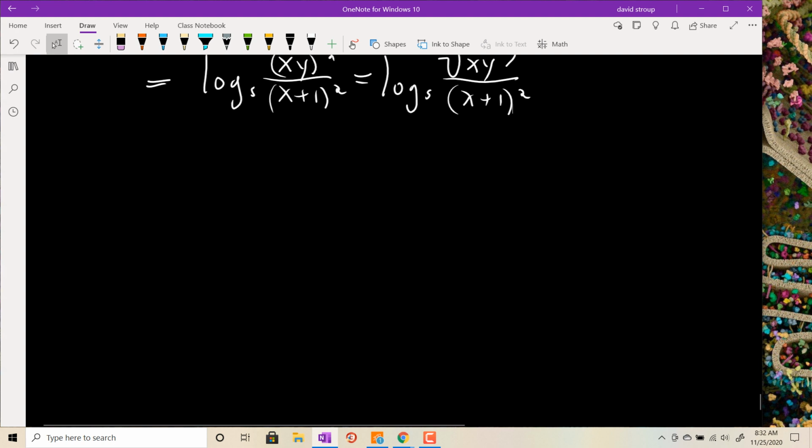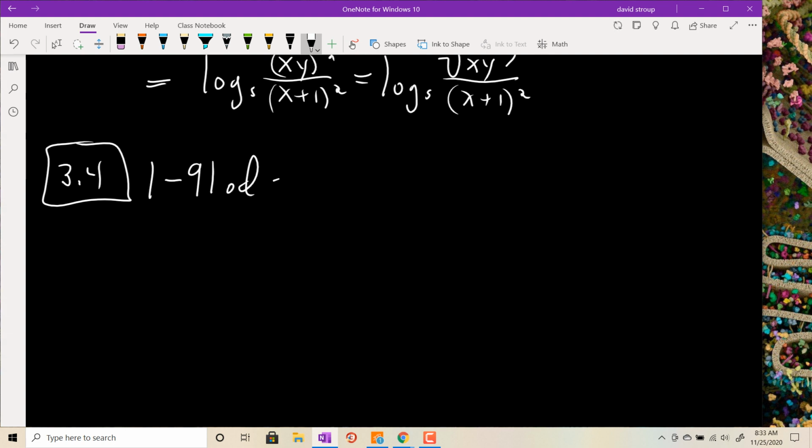Then section 3.4. What are we going to be doing? Log and exponential equations. So looking at problems, basically anything goes, 1 to 91 odd. And the exponentials, there's two ways to solve exponentials: equate the bases or take the logarithm on both sides. Log equations, you have to remind yourself to check your answer at the end, because sometimes that will change the answer. So anyways, let's look at one of each.